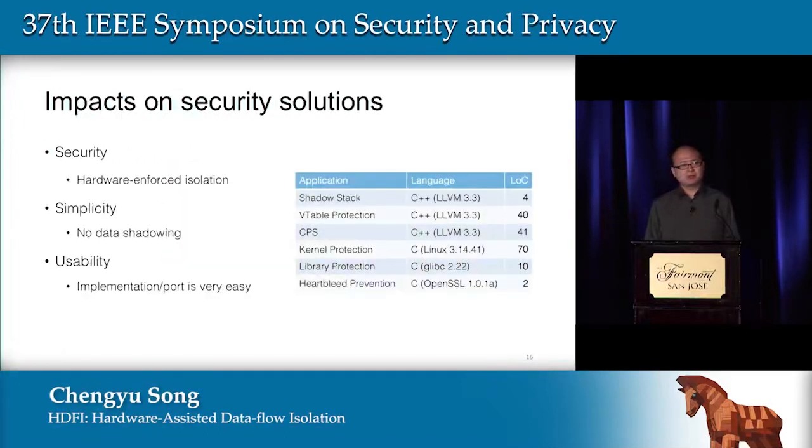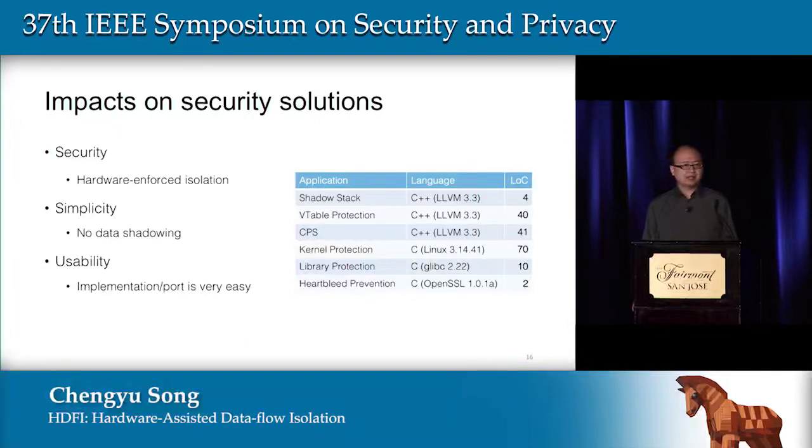Finally, and most importantly, we evaluated how HDFI can change existing security solutions from 4 aspects. First is security. Being a hardware-enforced isolation mechanism, the security guarantee based on HDFI is much better than most pure software-based isolation mechanisms. The second one is simplicity. By eliminating the need for data shadowing, the applications built upon HDFI are much simpler. For example, our return address protection application is way simpler than existing shadow stack implementations.